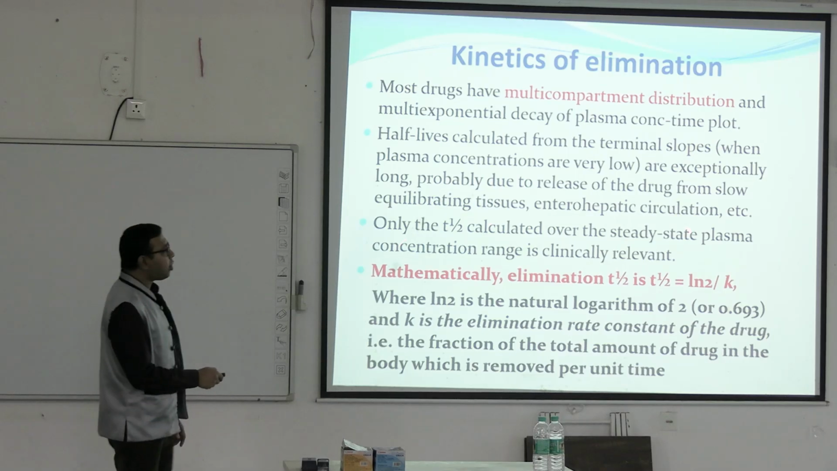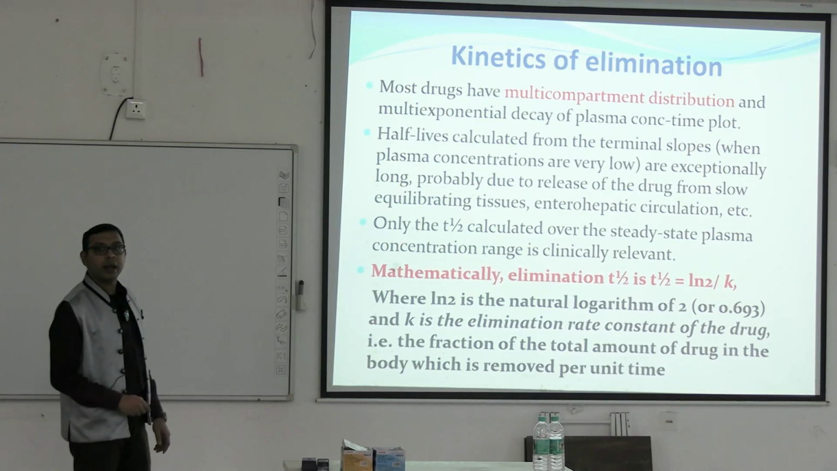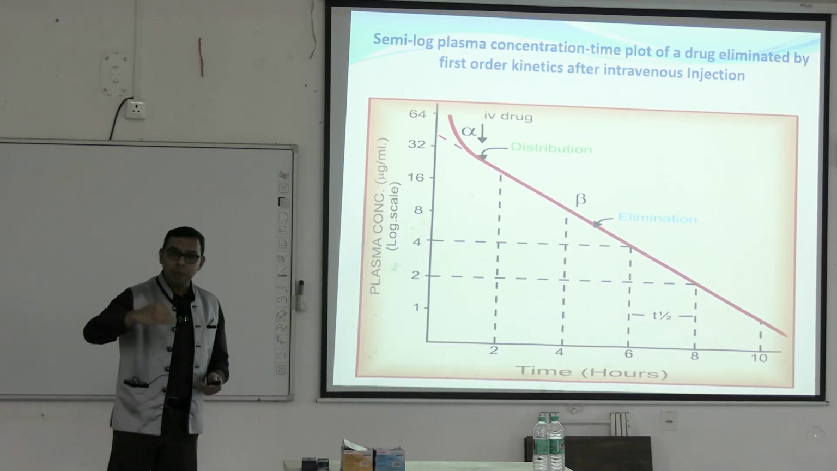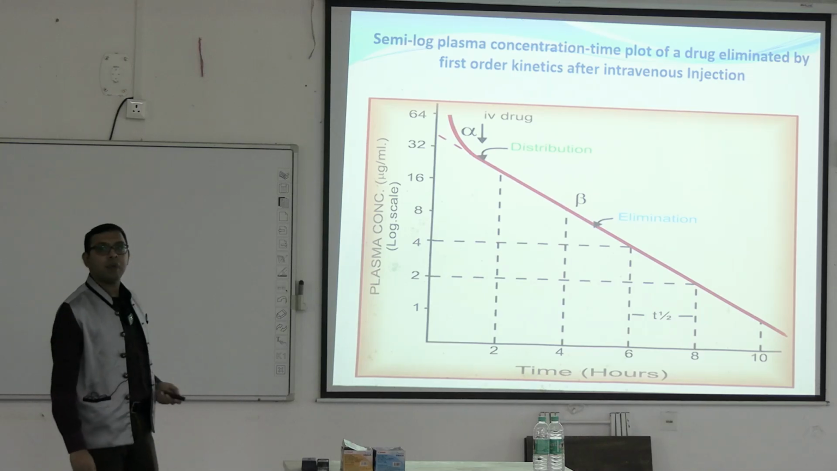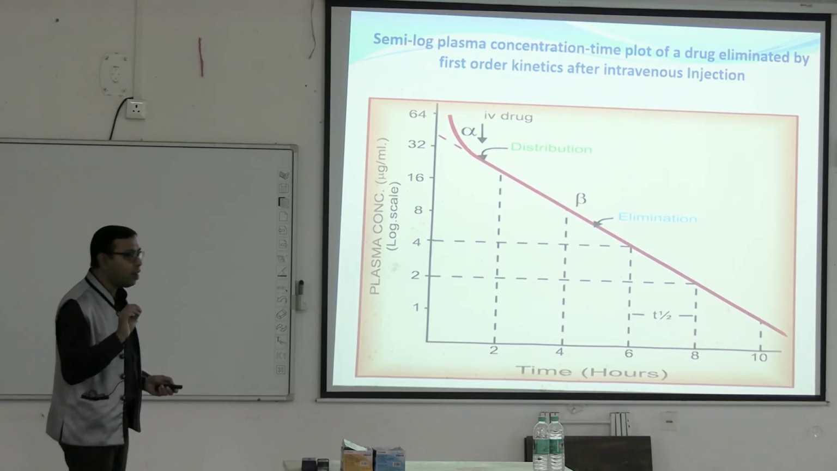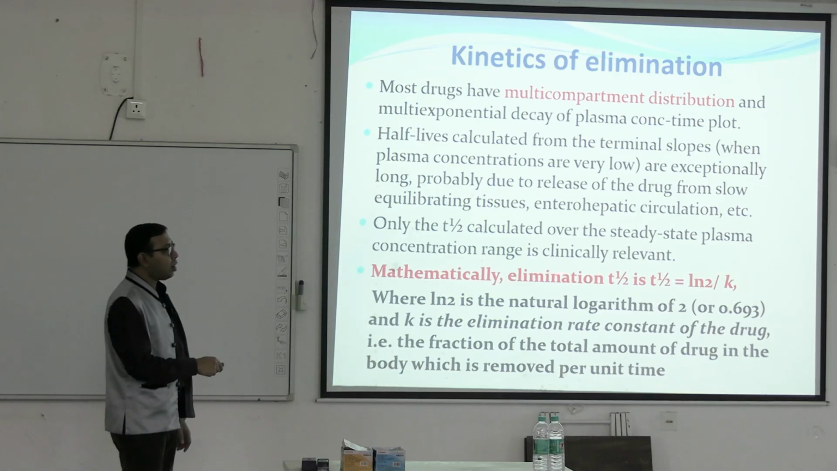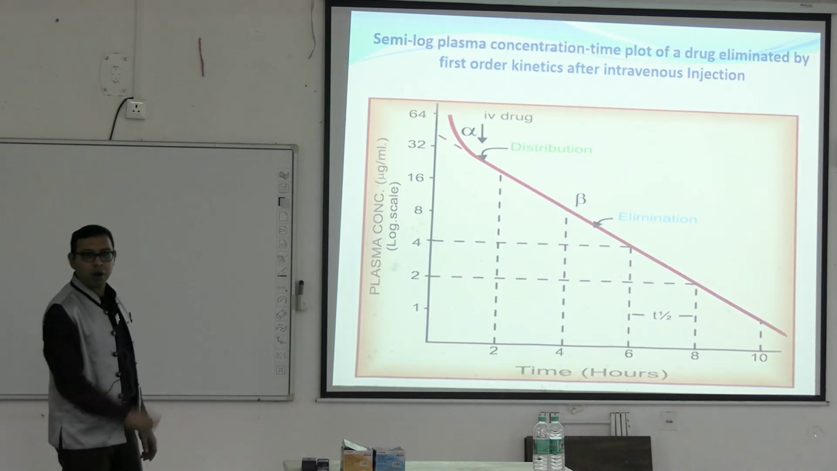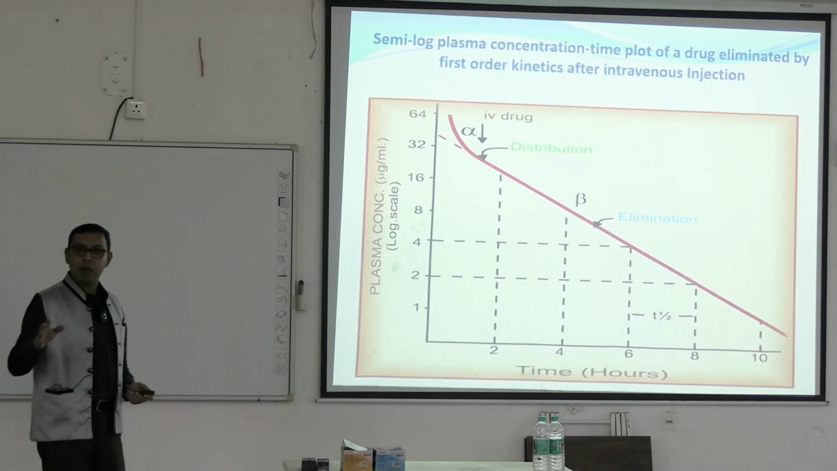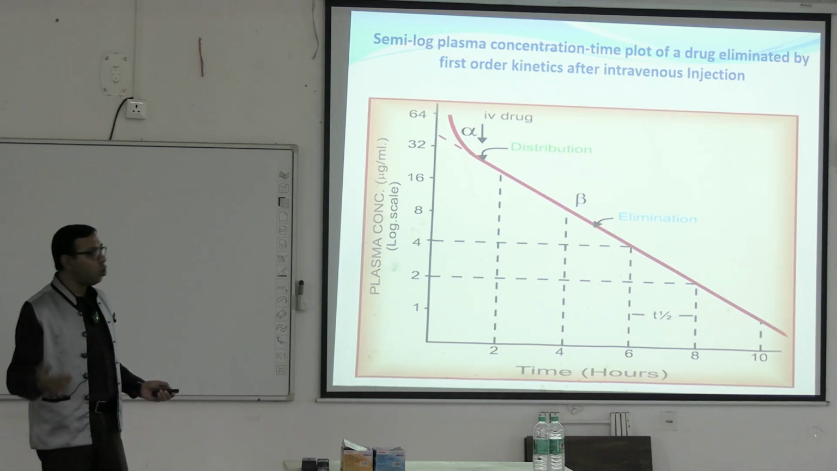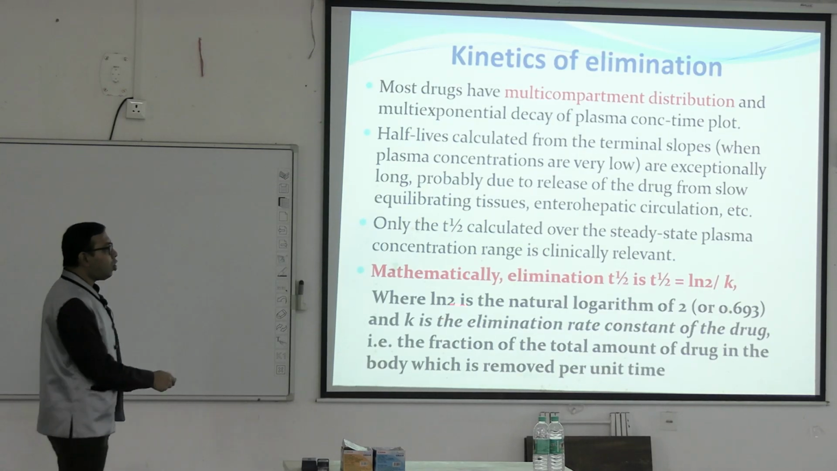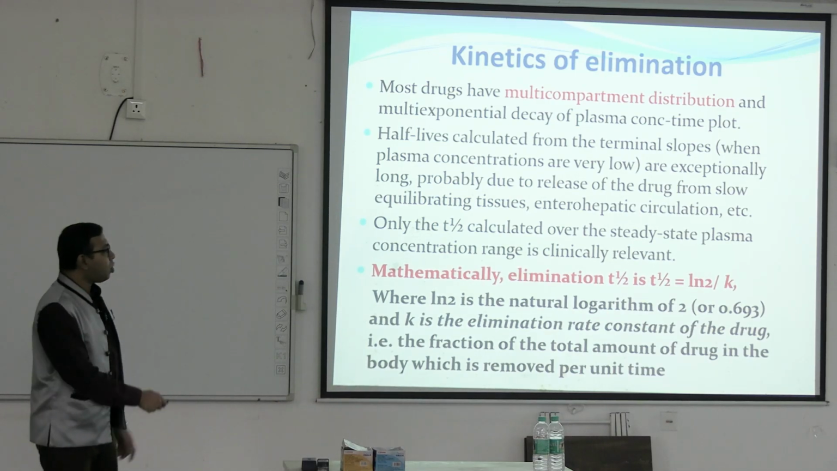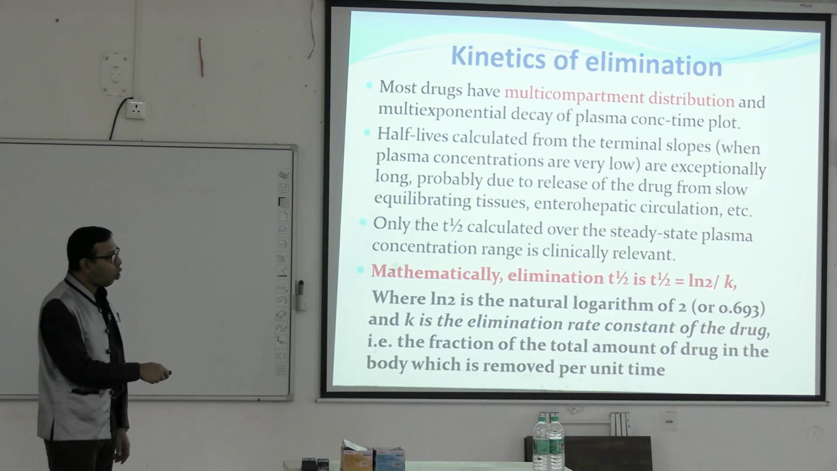Only the T-half calculated over the steady state plasma concentration range is clinically relevant. So this is the steady state in the plasma, and after that there will be slopes. The plasma T-half is usually calculated in the steady state plasma concentration. Mathematically this T-half is calculated as ln 2 by K. Ln is the logarithmic scale, which you have read in mathematics in class 11 and 12. Opposite of the log is the ln. So ln 2 by K. Ln 2 is the natural logarithm of 2, and this is calculated as 0.693. So this T-half is basically ln 2 by K.